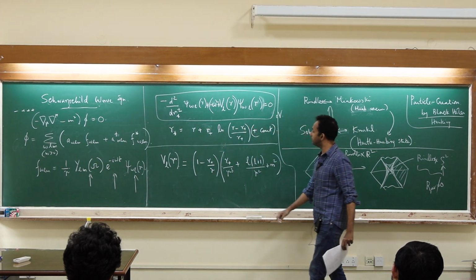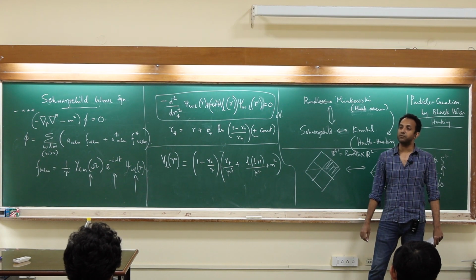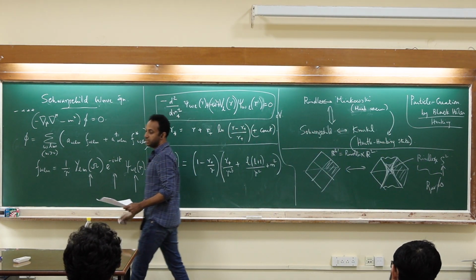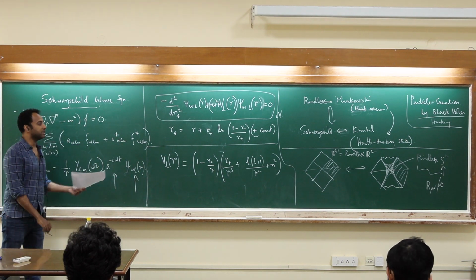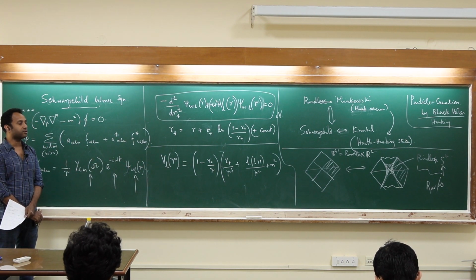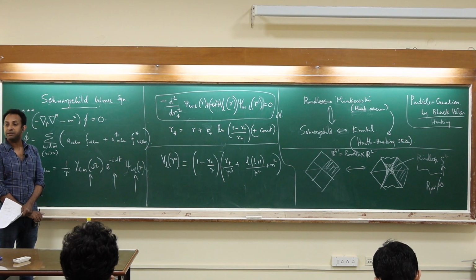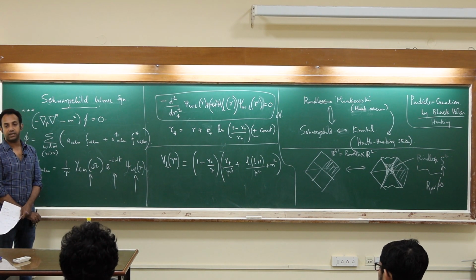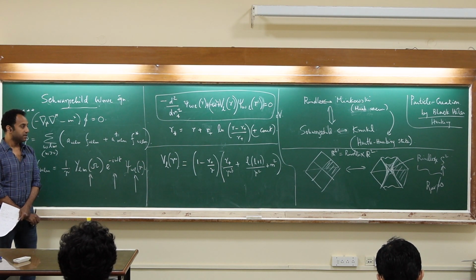Okay, so this is the form of the effective potential. This is sometimes called the effective potential. And this is important because essentially we are solving a one-dimensional quantum mechanics problem in a given potential.